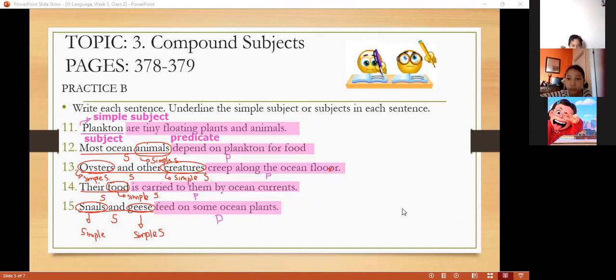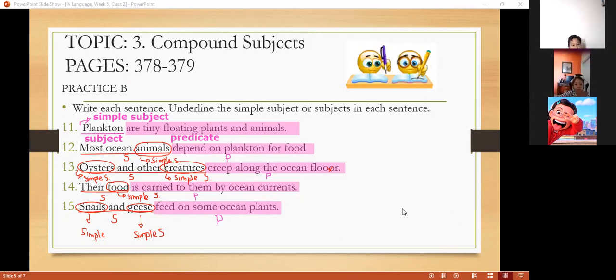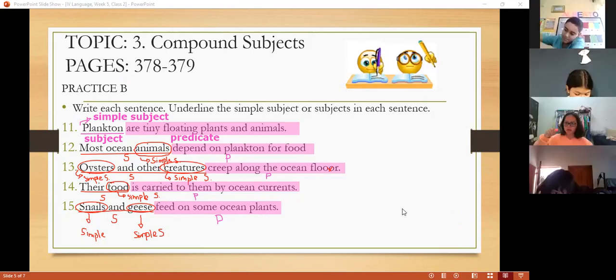Camila, Mia, Isabella, are you working? Are you writing this in your notebook? Camila Isaguirre, Mia Valentina.